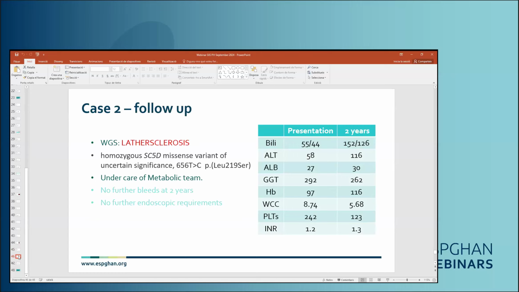But from our perspective, yes, she's become more cholestatic, which we suspect is a consequence of just getting more fibrotic, and her platelet count has continued to drop. But again, like the previous case, she's not had any bleeds in about 2 years, and we haven't had to perform another endoscopy.